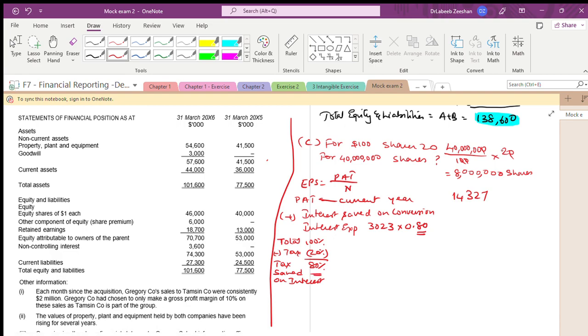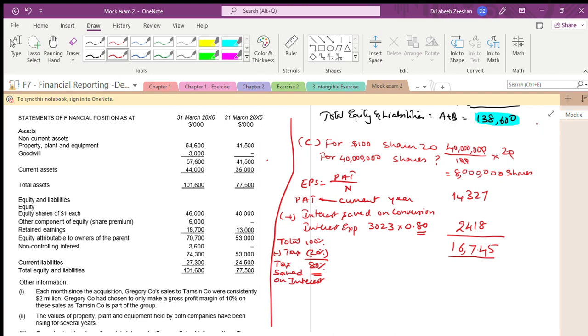If you are saving tax on interest, it means our profits are increasing. How much? 3,023.8%, we'll get 2,418.4. How much are you getting in total? 14,327 plus 2,418.4 gives 16,745.4.